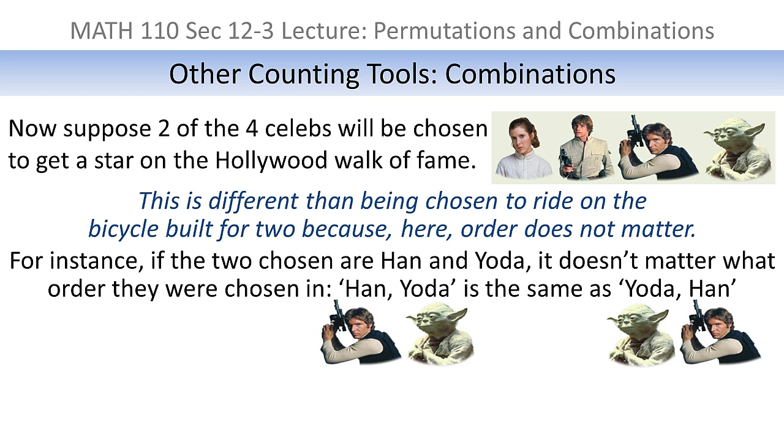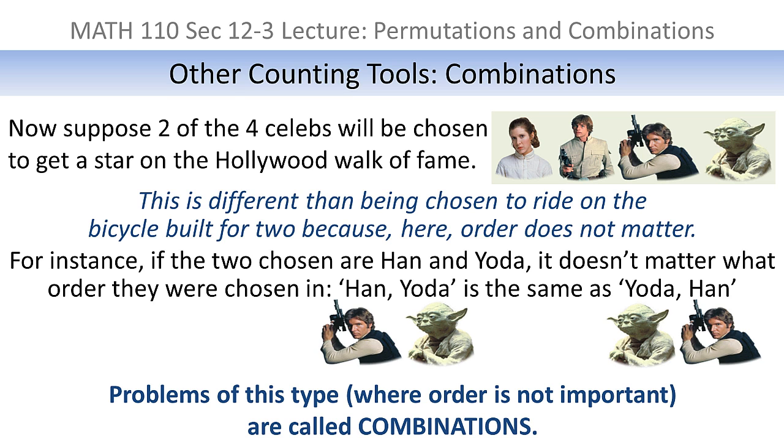Well, how does that differ? If I choose Han and then Yoda, or Yoda and then Han, it doesn't really matter because they just both get stars. So I don't want to count those as 2 different choices as I would have earlier. Problems of this sort where order doesn't matter are called combinations. So with permutations, order is always foremost in your mind. The order matters. In fact, the order is what's important. When you're doing problems like this with combinations, you're only interested in how many different choices you can make, not worrying about order. So be thinking about ordered versus don't care about order.